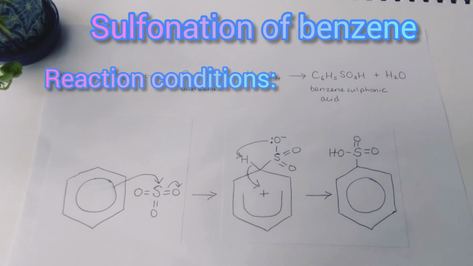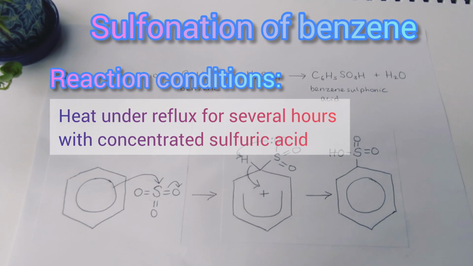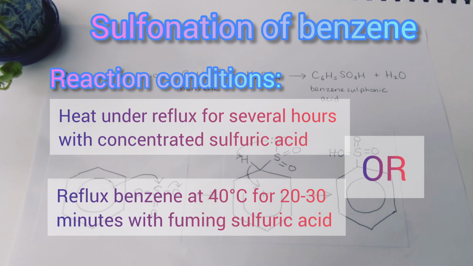As for the reaction conditions, there are two ways of sulfonating benzene. The first is that we can heat benzene under reflux conditions for several hours with concentrated sulfuric acid. Alternatively, we could reflux benzene at 40 degrees, so we're just heating it a little bit, we're just warming it, for 20 to 30 minutes with fuming sulfuric acid.